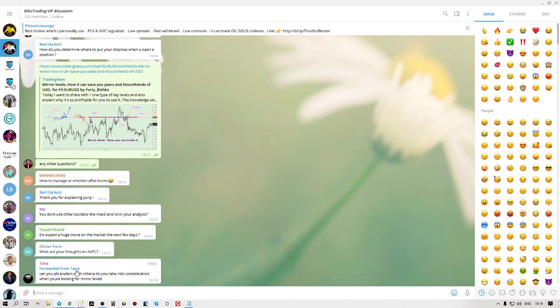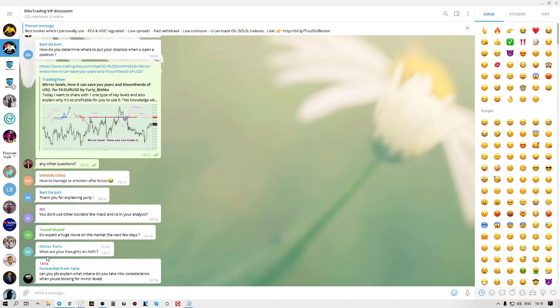Tana, yes, I already told about it. When you see the record of this, you will be able to see the answer on these mirror levels. Also, above it, you can see this link on TradingView, with information about mirror levels and how to build them. To say it shortly, a mirror level is when support becomes resistance and resistance becomes support.